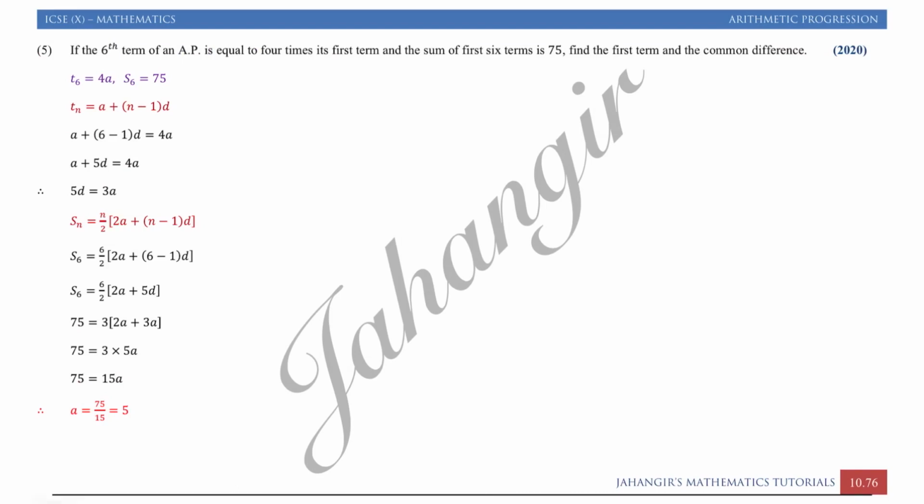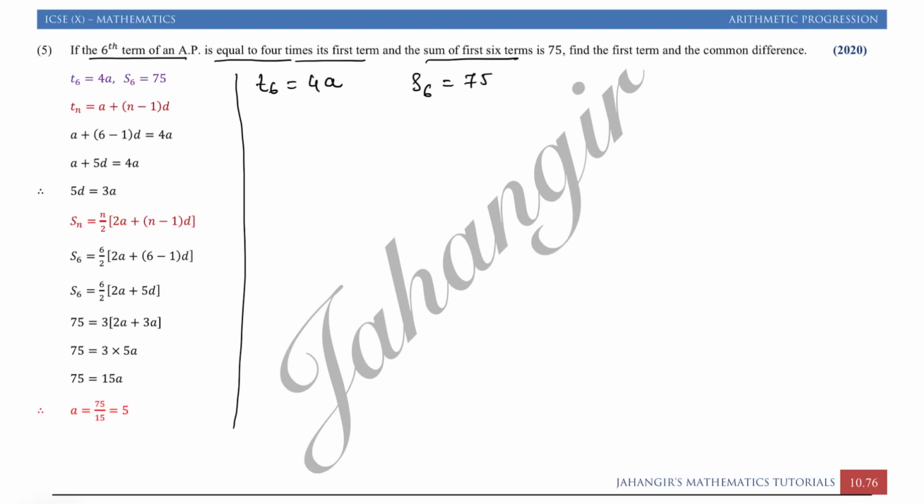Last question of this chapter, from 2020. If the sixth term of an AP is equal to 4 times the first term, the condition is given as T6 is equal to 4 times the first term, and the sum of the first six terms, S6, is equal to 75. Then find the first term and the common difference. We have to just find A and D.